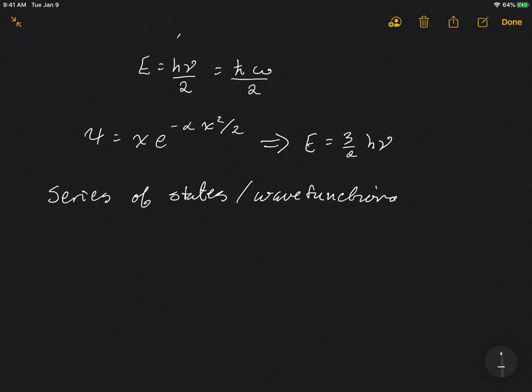Anyway, so we end up with a series of solutions. We'll call them psi sub v, and it's equal to some normalization constant that's going to be different for each state. So we'll call it n sub v, that's our normalization constant, times something that unfortunately is called h sub v, because these are what are called Hermite polynomials. So I know we also use h for Hamiltonian, but this h sub v is a Hermite polynomial, and e to the minus alpha x squared over 2.